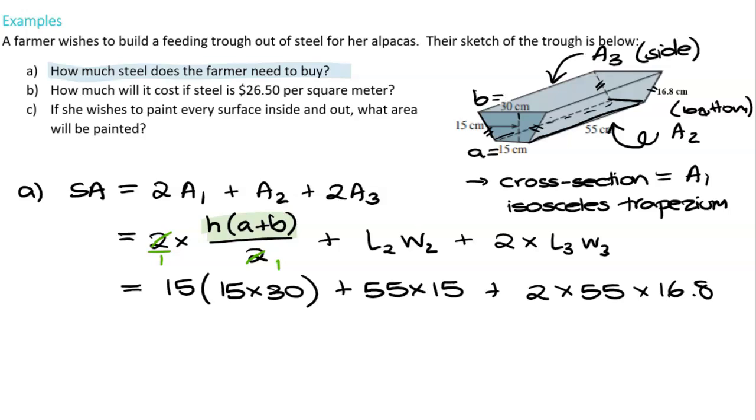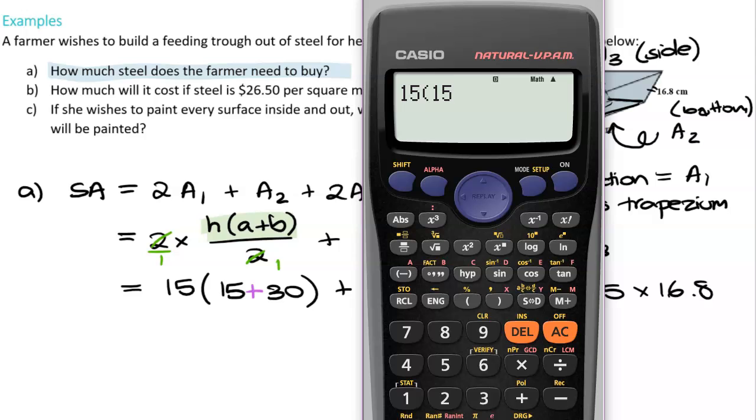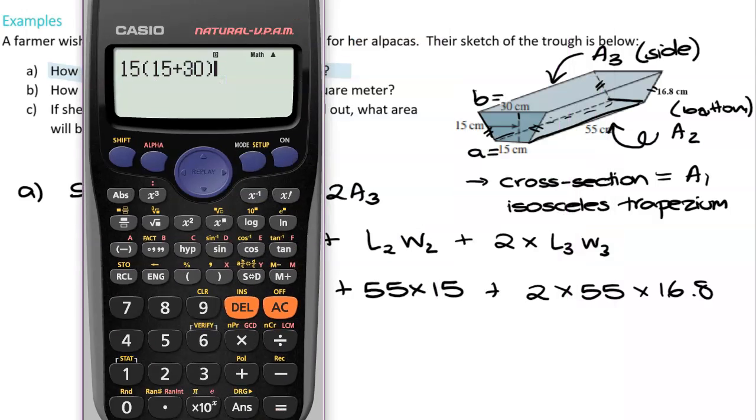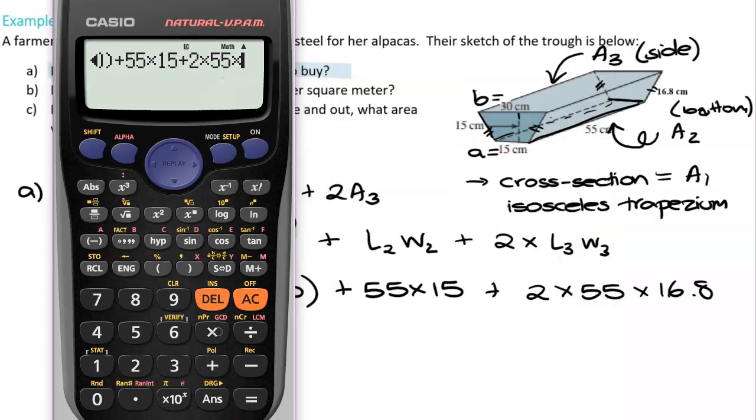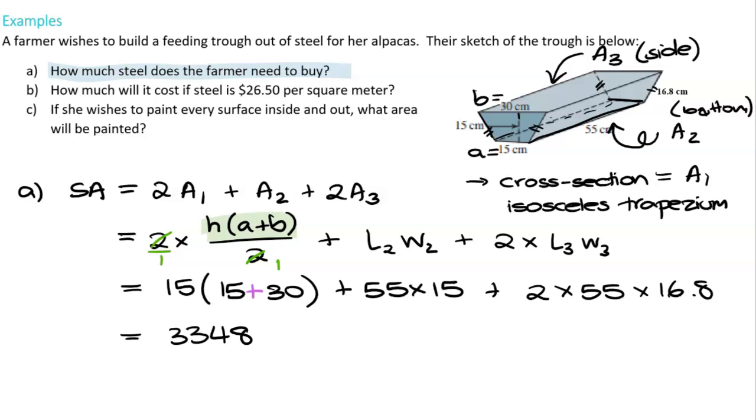As I was writing this into my calculator and checking my substitution, I realized I accidentally put a times when I needed a plus here. That's why it's so important to check our working out as we go. Okay, I get 3,348. Now what units would this have? Everything we had was in centimetres, so this is centimetres squared because it's an area.